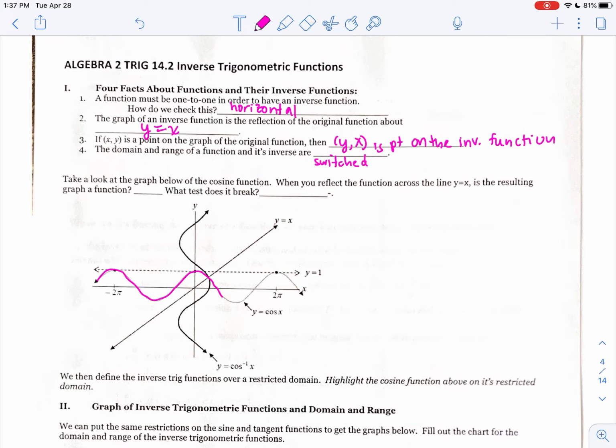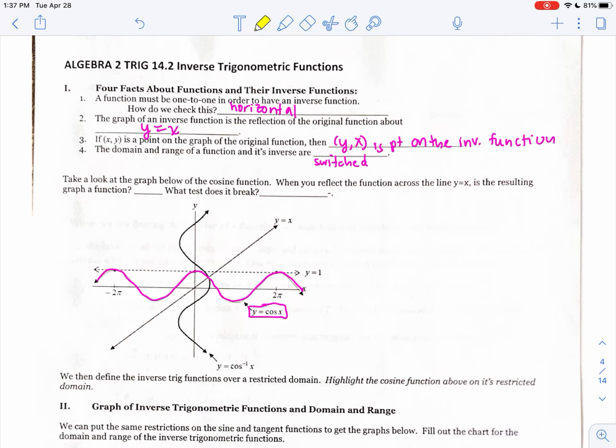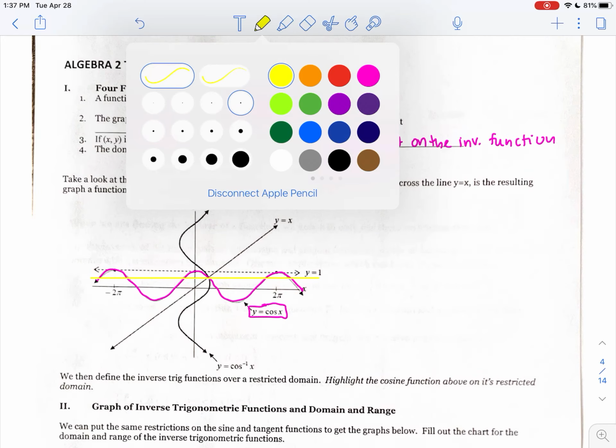So taking a look at the graph below there, you see that we have in pink, what is this function that we have right here? Hopefully you guys guessed or saw that it is y equals cosine of x. So I am going to do the horizontal line test. The vertical line test would just show that it is a function, which it is. But if I were to pass a line through this cosine function, we would see that it fails the horizontal line test at multiple points. So therefore, the inverse would not be a function.